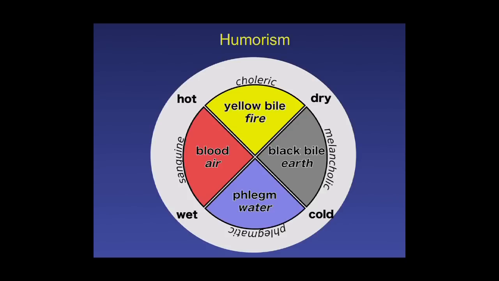These fluids were also associated with personality characteristics, and if you had an overbalance, underbalance, too much of something, not enough of another thing, you developed problems with these personality characteristics. And you can see some of these terms we still use today. Melancholic, sanguine. I don't think I've called anybody phlegmatic for a while. But we still have remnants of some of this terminology.